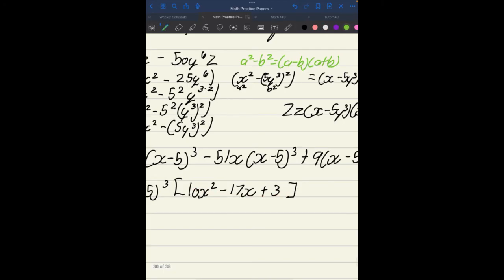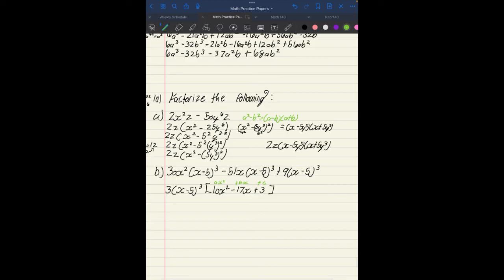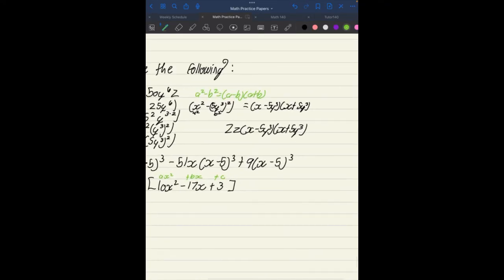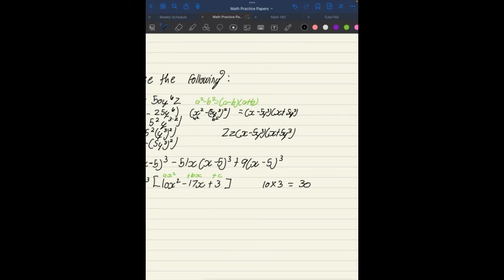This is ax squared plus bx plus c. Now to factor this, we have to multiply a times c, and then find factors of ac that add up to b, right? So a times c, 10 times 3 is 30. So what factors of 30 could give us 17? Negative 17, sorry. We multiply 10 by 3 to give us 30, and the factors of 30 that add up to negative 17 are negative 2 and negative 15.